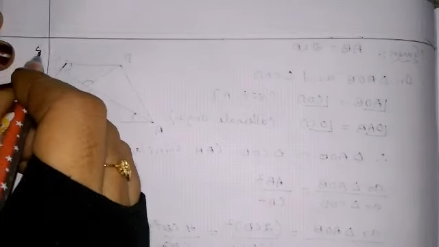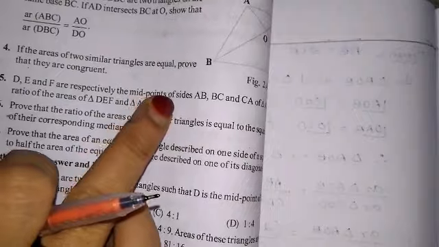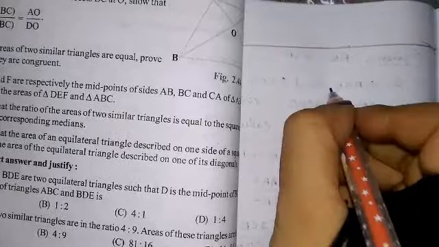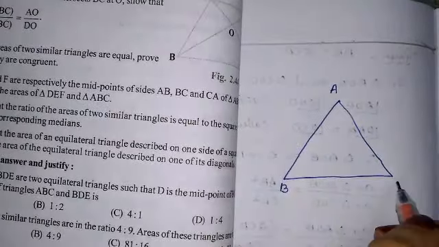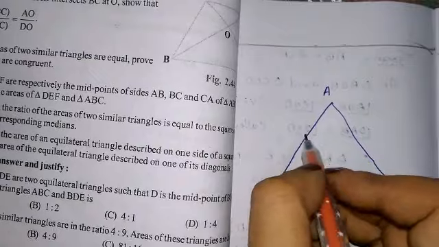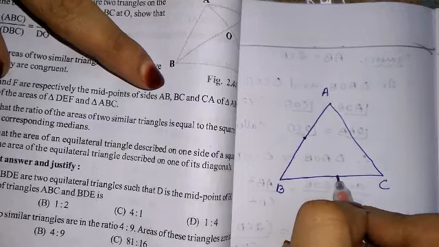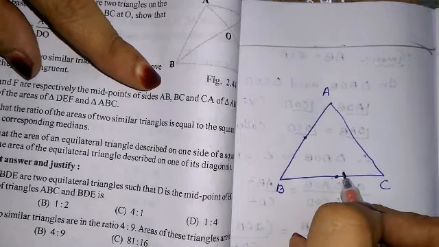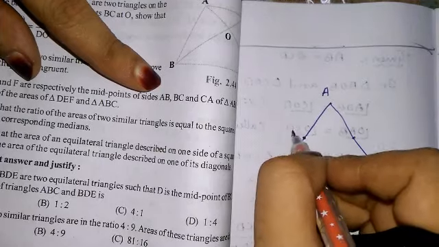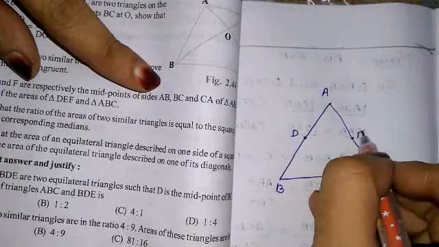Now question number 5. We can see the question here. D, E and F are respectively the midpoints of sides AB, BC and CA of triangle ABC. Let me draw the triangle first. A, B, C. What they have told, D is the midpoint of AB, E is the midpoint of BC, and F is the midpoint of AC. D, E, F, they are midpoints.